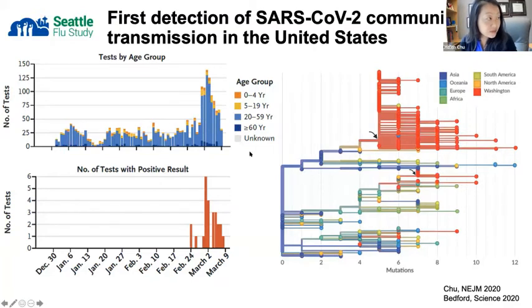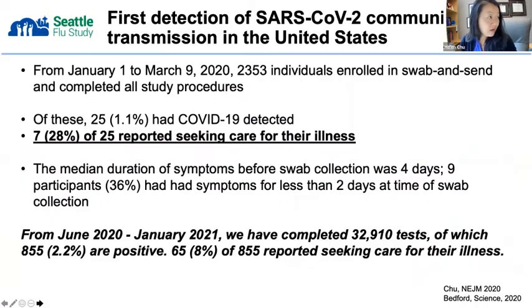First, where we described the clinical data showing that that first case indeed was from February 24th. We tested all the way back to December. And then also showing the genomics of the strains that we picked up, and showing that there was evidence of community-based transmission at the time. And so we went back and we tested all of those samples, 2,353 samples from people who enrolled. We found that 25 of them had COVID-19 detected from those early days, and that only a third reported seeking care for their illness.